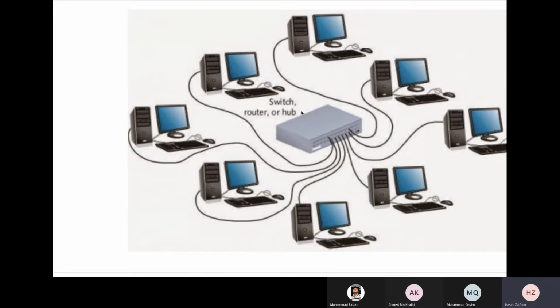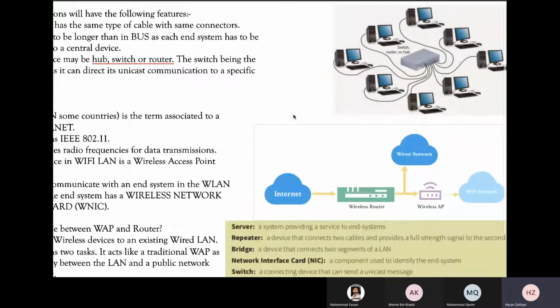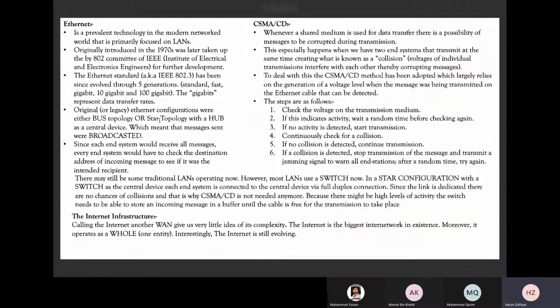Now, if this central device is a hub, then that hub will actually be behaving like a bus topology. So that's what the line meant. It behaves like a bus topology. Let me explain: if it's a star topology with a hub, each transmission with a hub, by the way, is broadcast.